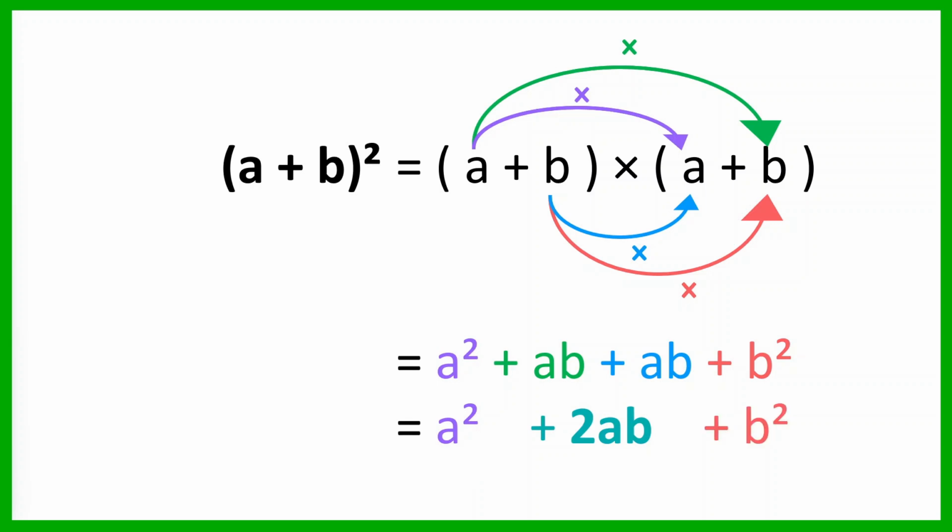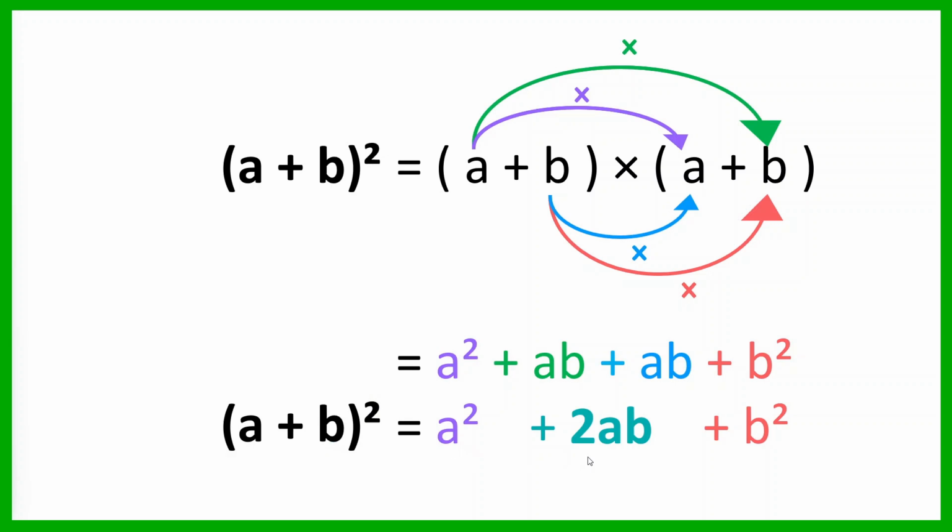And this is always going to happen, that your middle two terms will be the same as each other, meaning that you're going to end up with 2ab or 2 of whatever they are, because when you're squaring a binomial, you're multiplying the same bracket by itself. And so we've got a plus b squared is equal to a squared plus 2ab plus b squared.